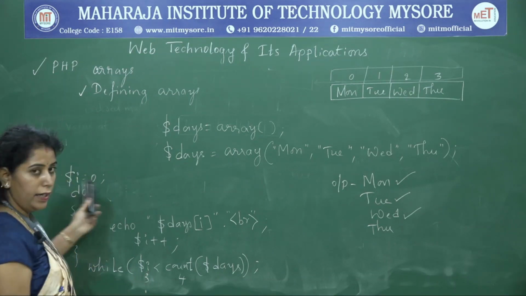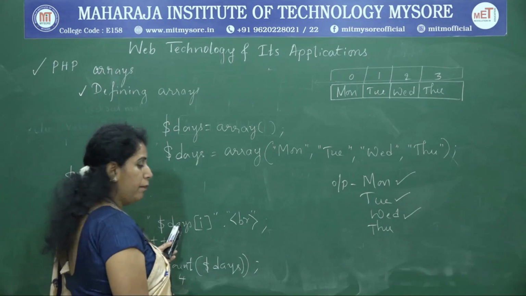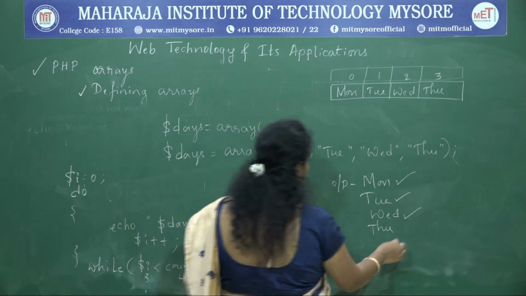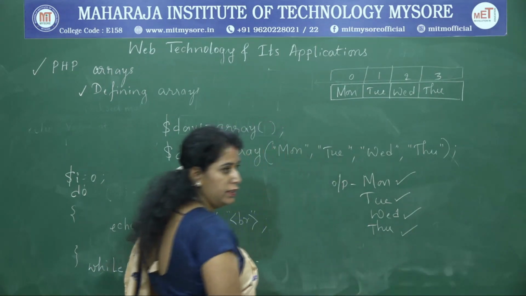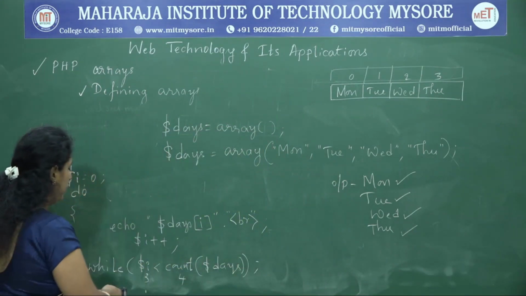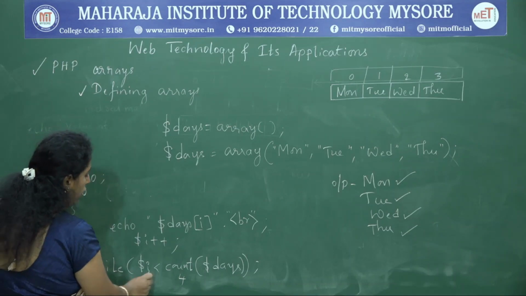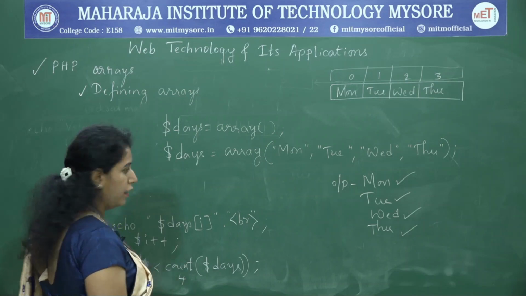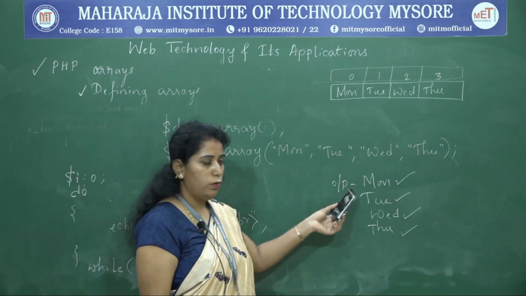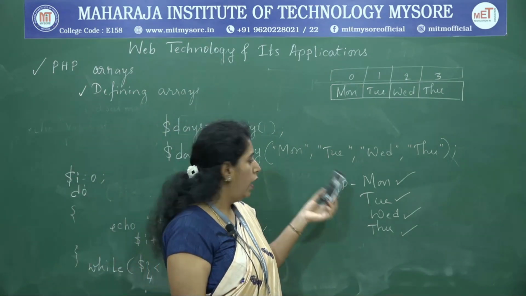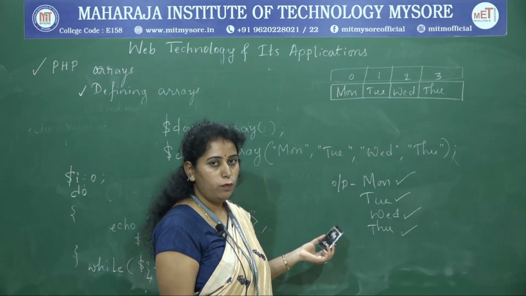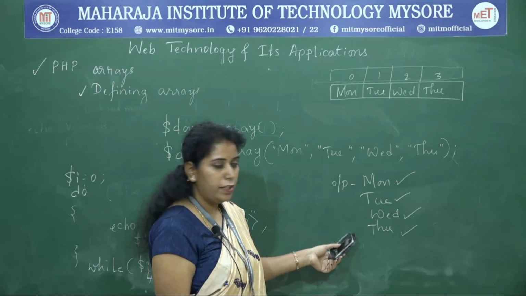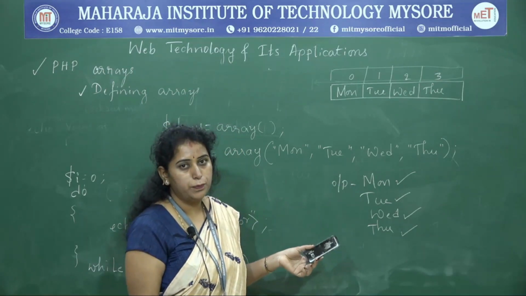yes, it enters into the body of the loop, then it prints the element present in third index, that is Thursday. Now I gets incremented, it is now 4, 4 less than 4, false. What happens? It comes out of the loop. So now can you notice how you actually implemented using while loop? The same output we have got by making use of do while loop.